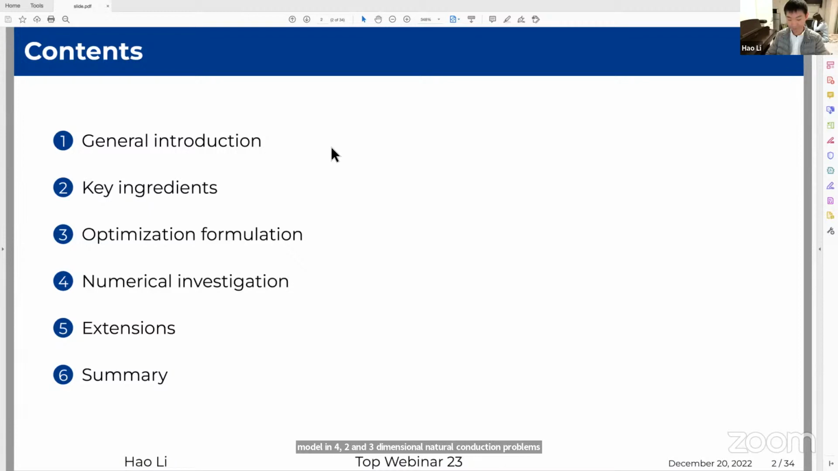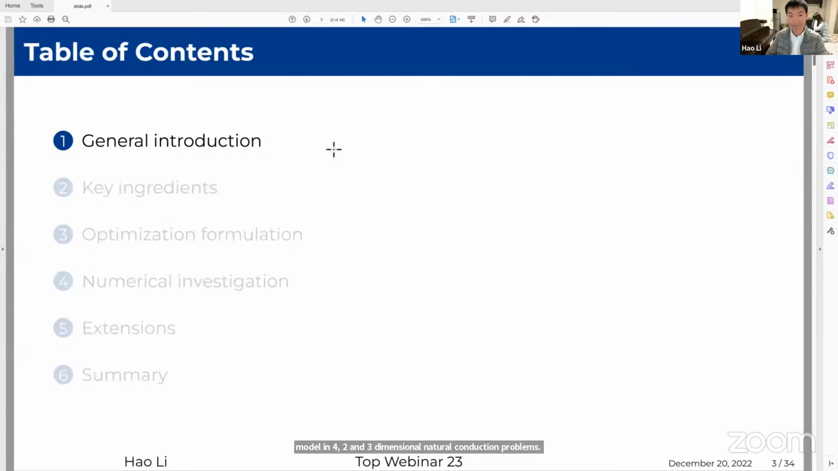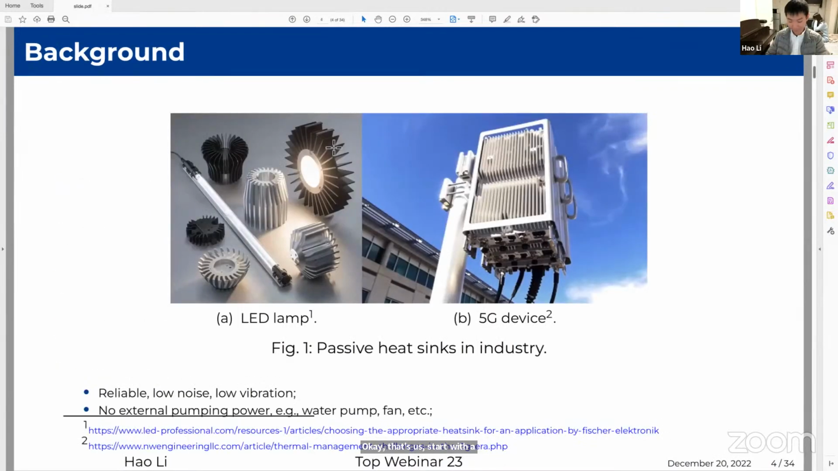Okay, let us start with a general introduction. Passive heat sinks relying on buoyancy to drive surrounding air motion do not require a pump or a fan to drive flow. Therefore, they are a good candidate for low noise and compact electronic devices, such as telecommunication devices, LED lamps, and semiconductors.